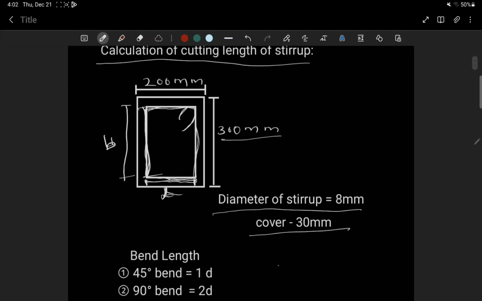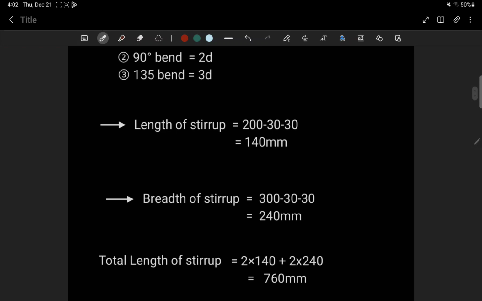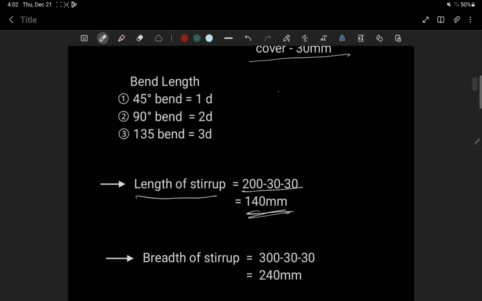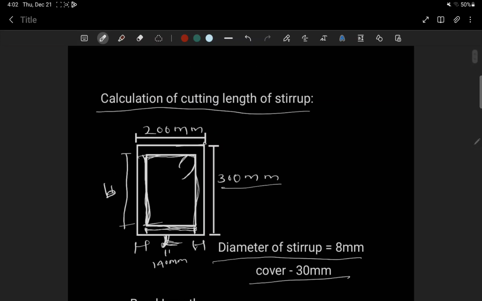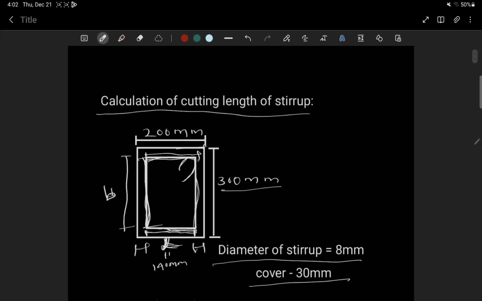So for finding out the length of the stirrup, we know that the breadth of the beam is equal to 200 mm. From this we will deduct the covers on both sides. So length of the stirrup is equal to 200 minus 30 minus 30 is equal to 140 mm. This part is equal to 140 mm. So this part is also equal to 140 mm.